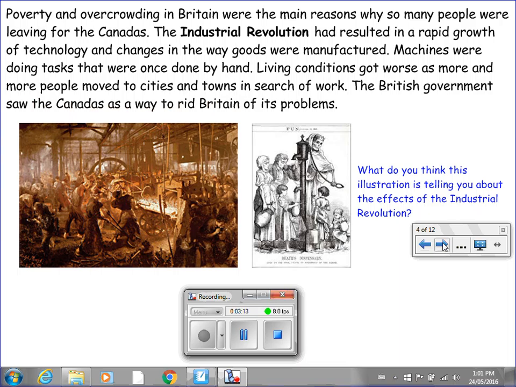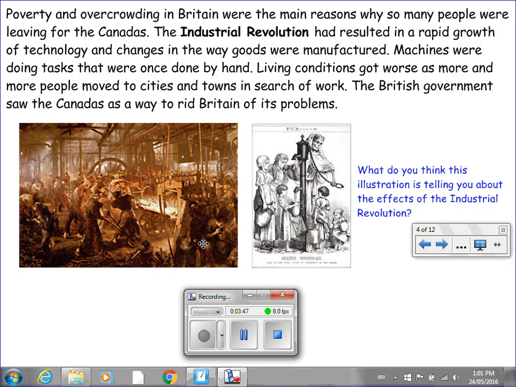Poverty and overcrowding in Britain were the main reasons why so many people were leaving for the Canadas. The Industrial Revolution had resulted in a rapid growth of technology and changes in the way goods were manufactured. Machines were doing tasks that were once done by hand. Living conditions got worse as more and more people moved to cities and towns in search of work. The British government saw the Canadas as a way to rid Britain of its problems.